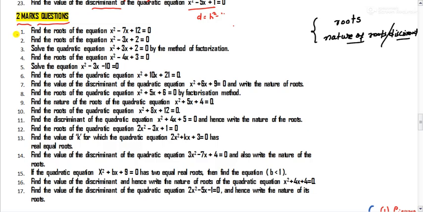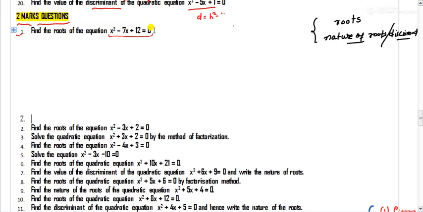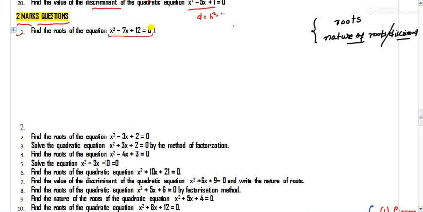Okay then. Here is the first question. Find the roots of the equation x square minus 7x plus 12 equals 0. Can you try the answer and just tell me how much you are getting? This I have solved in the last class as well.